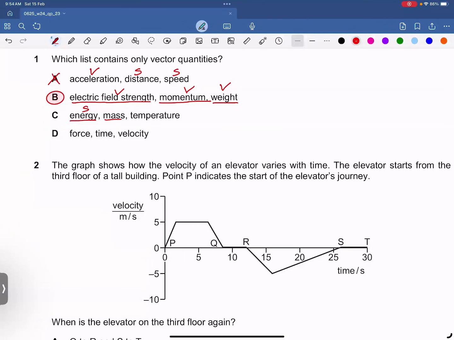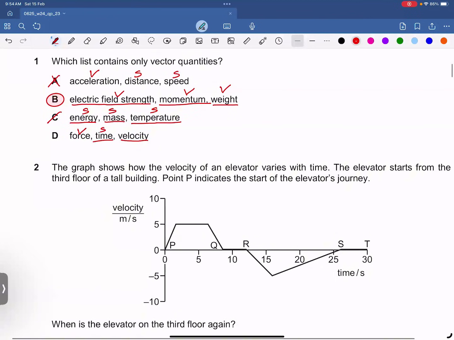Energy, scalar, mass, scalar, temperature, scalar. Wrong answer. Force, vector, time, scalar, velocity, vector. Wrong answer. So only the right option with all vectors is option B. Proceed to question number 2.